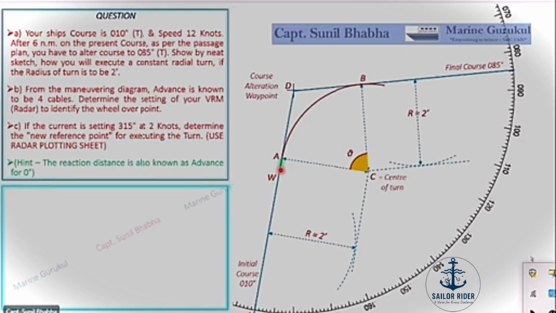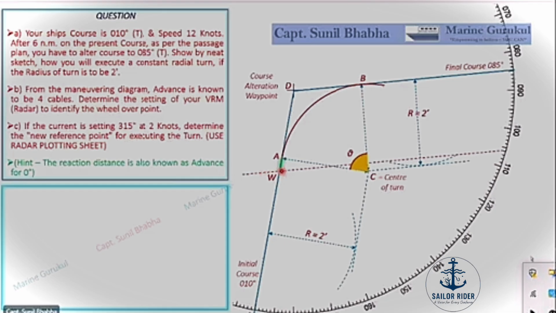Now, along with the wheel over point, another important item which should be there in all our planned turns is the wheel over line. And we know that the wheel over line always passes through the wheel over point, and it is parallel to my final course. So my final course is 085. What I do now is I pick up my parallel ruler or sliding ruler, align it with my final course, which is 085, bring it to point W to draw a parallel line.